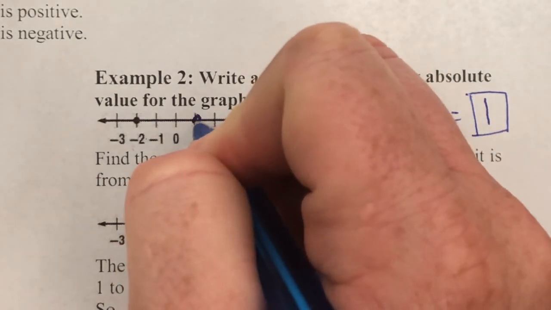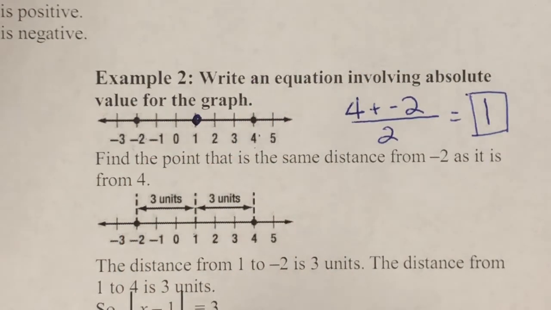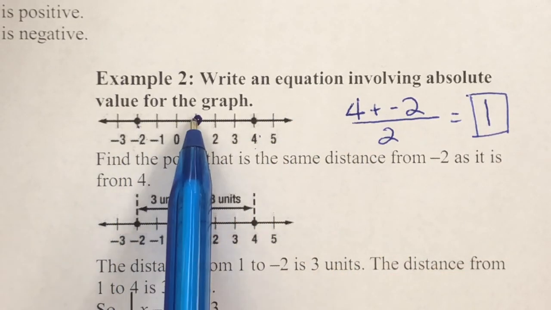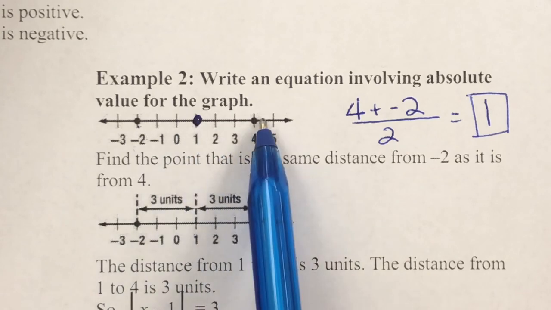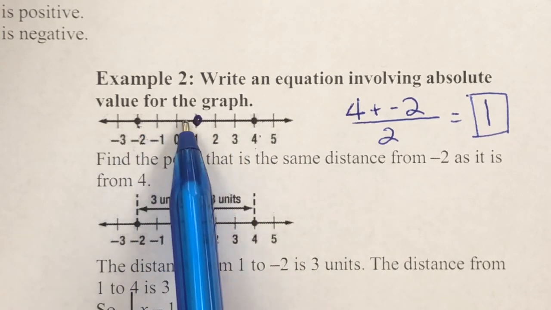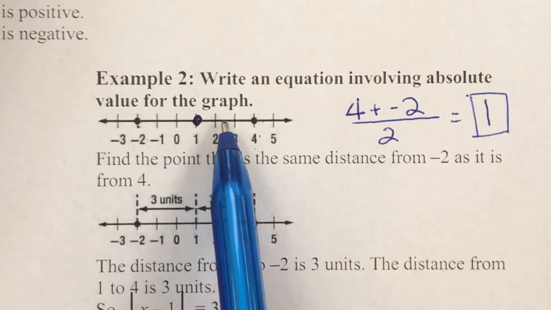So our question then becomes, what's the distance from negative 2 to 1? And it should be the same from 1 to 4. What's the distance, right? The distance looks like it's 3 units. 1, 2, 3. 1, 2, 3.